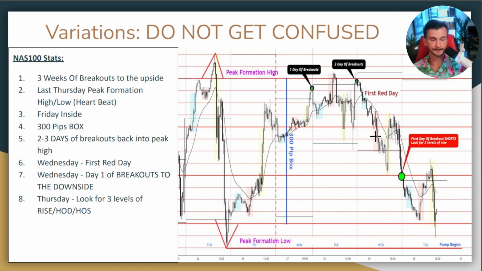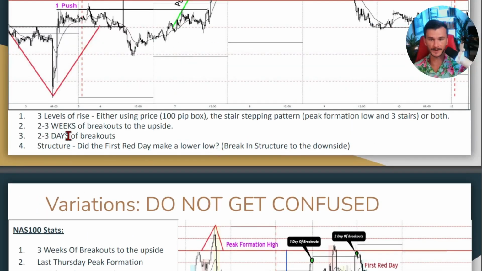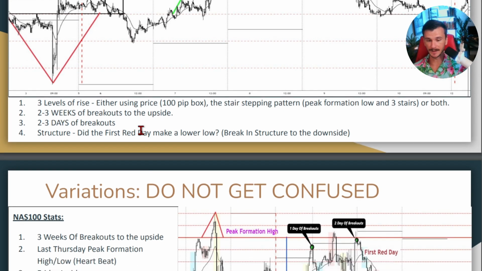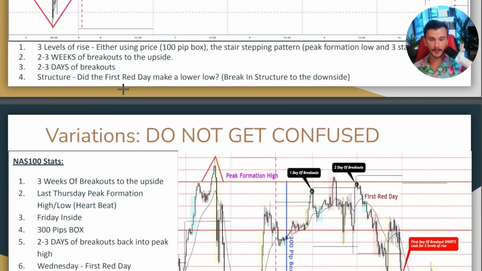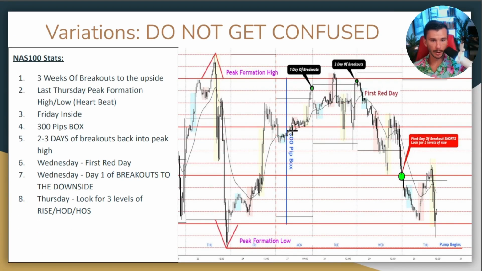Now, if we go back up here, look at some of the considerations for if I think this could be a better first red day template. Notice the structure. Did that first red day behavior make a lower low? So we have a large pumping day. We have multiple days of large pumping days where they are lifting price back up into the top of a 300 pip box, or more specifically, to the high of this particular 100 pip box, and then breaking back down outside of this 100 pip box, and then closing down here.